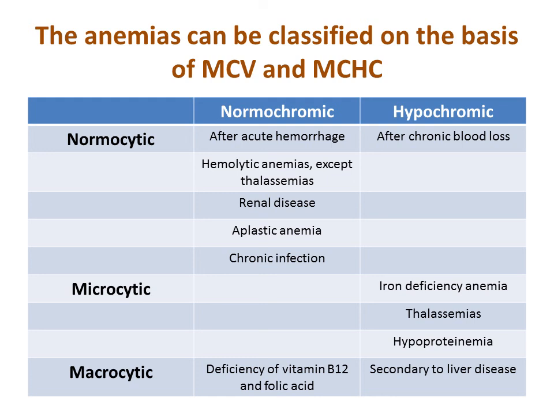The example of macrocytic normochromic anemia is deficiency of vitamin B12 and folic acid. The example of macrocytic hypochromic anemia is the condition secondary to liver disease. These are in short all about the red cell indices.